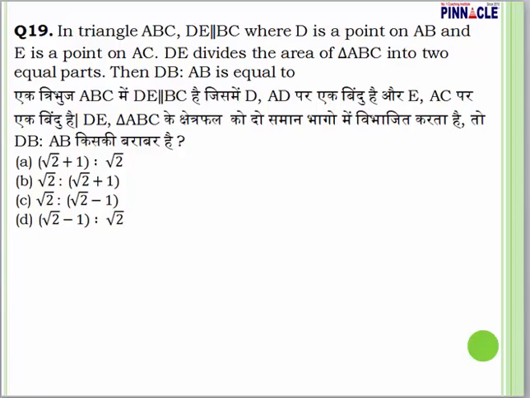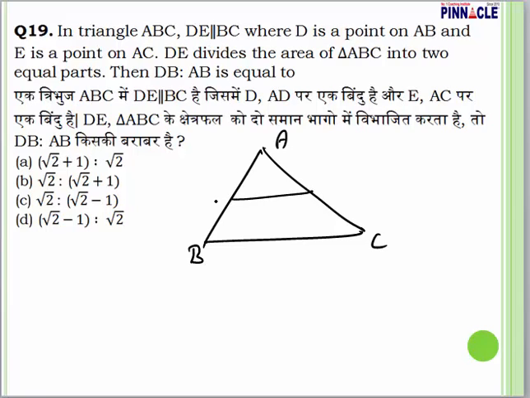In a triangle ABC, DE is parallel to BC, where D is a point on AB and E is a point on AC. Let's say this is triangle A, B and C. DE divides the area of ABC into two equal parts. This area is equal to this area.